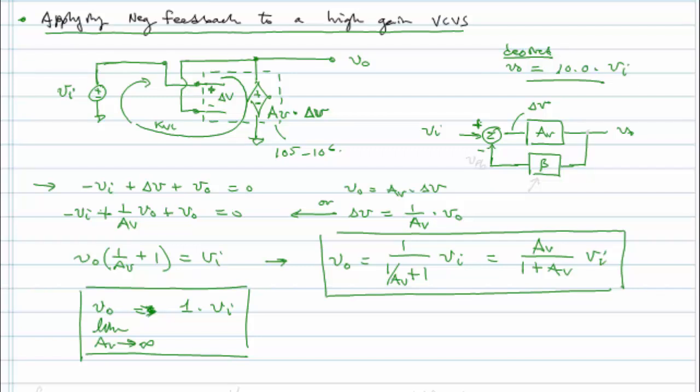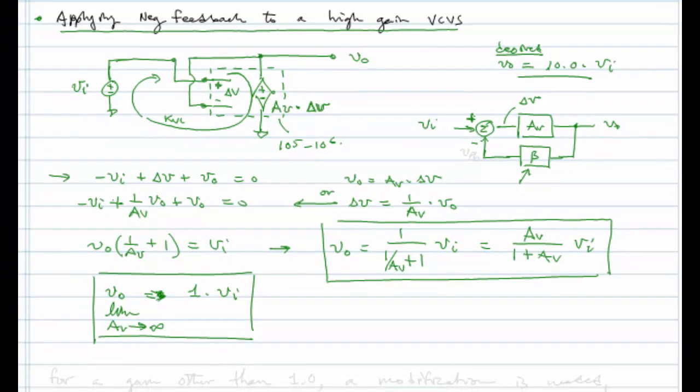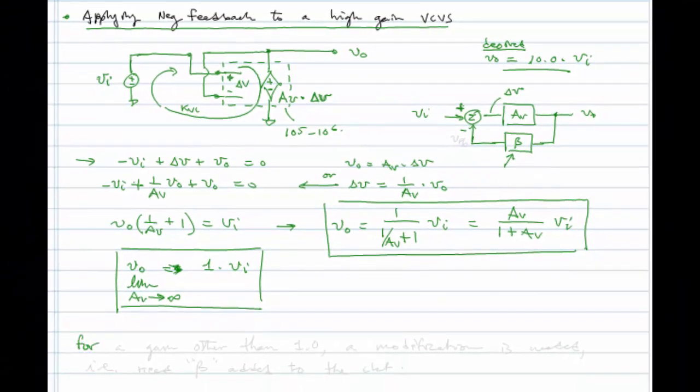So I have partially achieved what I wanted. I do have a gain that is stable, that is independent of AV, as long as AV is very large, but I don't have a gain of 10, I have a gain of 1. And that comes back to this fact here that we are to send back just a portion of the output, not all of it. And what I have done in this wiring, this initial circuit, was to send all of the output back. So I need to make a little modification.